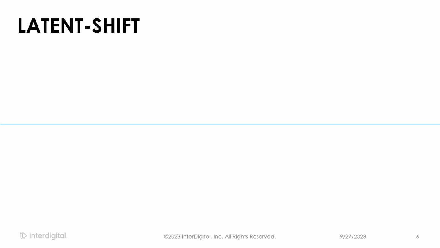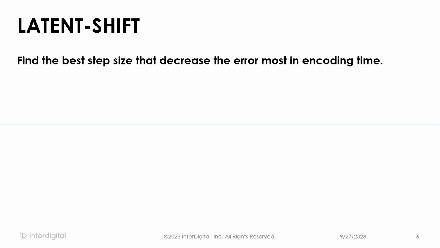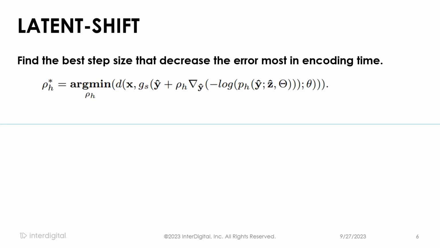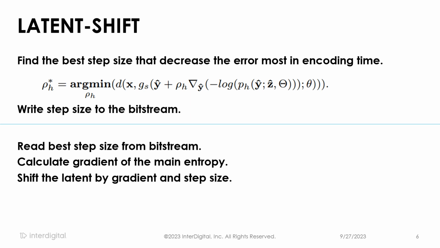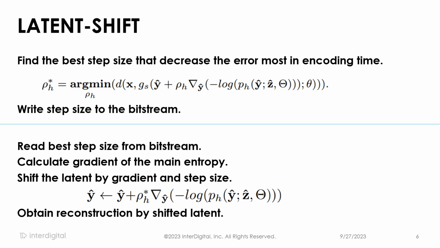Now let's define how to use these correlated gradients in the compression pipeline. During the encoding, the best step size that minimizes the error, if the latent is shifted by the gradient of the entropy, should be found. Later, this step size should be added to the bit stream. On the decoder side, first, this step size should be read. Later, the gradient of the entropy can be calculated. The main latent should be shifted by the step size times the gradient of the entropy. Finally, the shifted latent can be used in the decoder network in order to get the reconstruction.